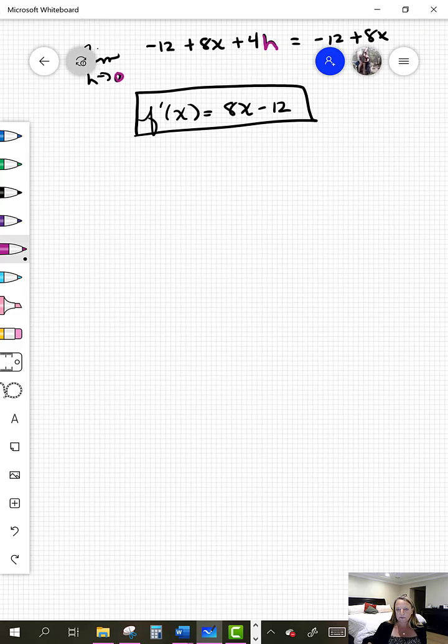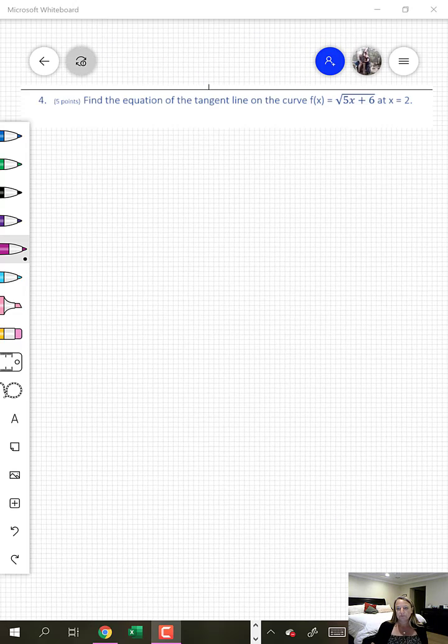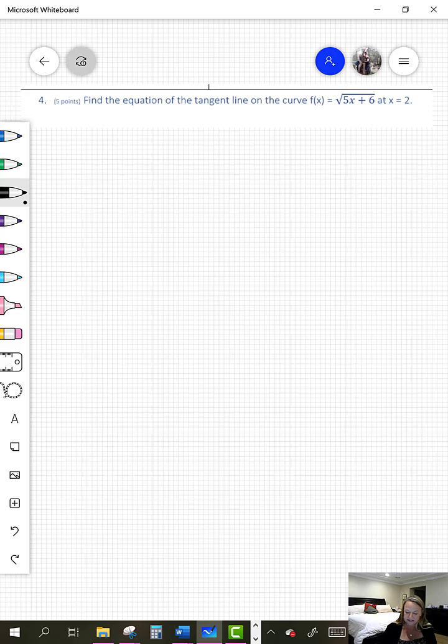Okay, so let me pull up number 4. So number 4 says, find the equation of the tangent line on the curve f of x equals the square root of the quantity 5x plus 6 underneath that radical. And then we're trying to find the equation of the tangent line at x equals 2. So first thing that we want to do, well, we need to have a point. So let's figure out what f of 2 is.